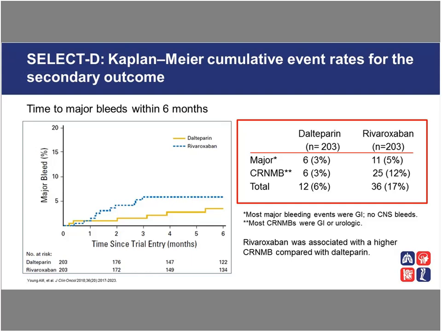And when we see that, once again, the story of GI bleeding comes through. Most of the major bleeding events were gastrointestinal bleeding. No CNS bleeds were noted. And moreover, most of the clinically relevant non-major bleeds were gastrointestinal or urologic.